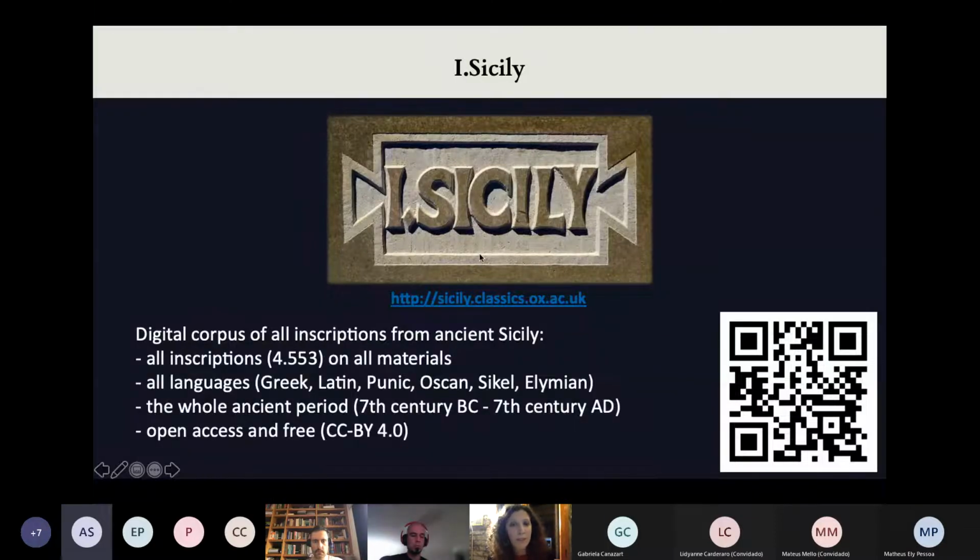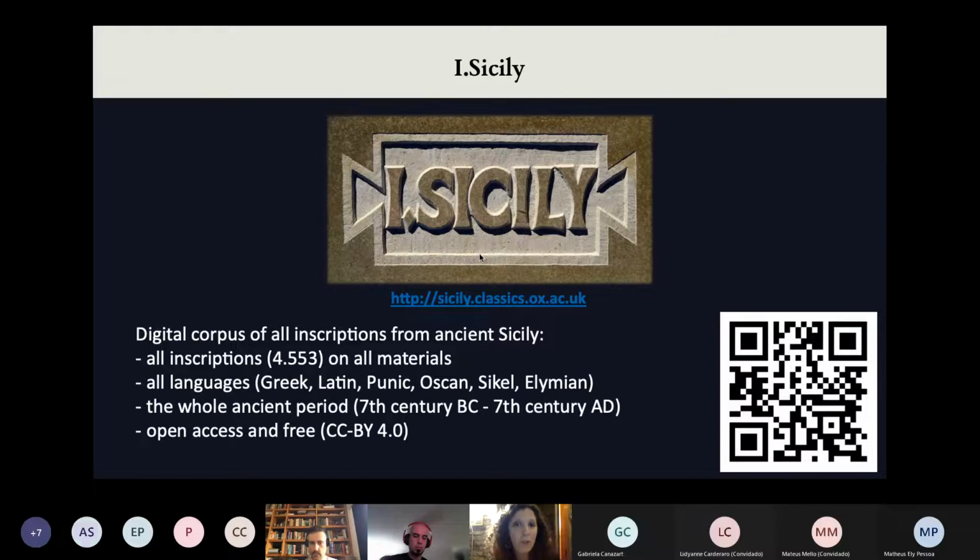So the other project that I will talk about is Sicily. Even if you don't love Sicily as I do, it's a very useful project, because it has been conceived using all the up-to-date and shared technology and tools that we have today in digital epigraphy.